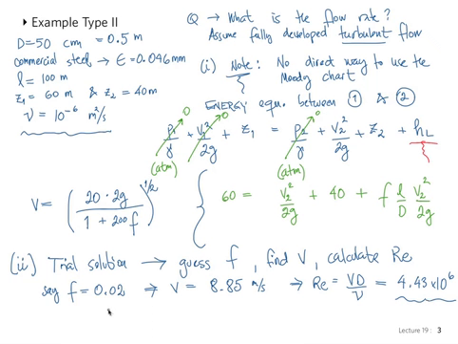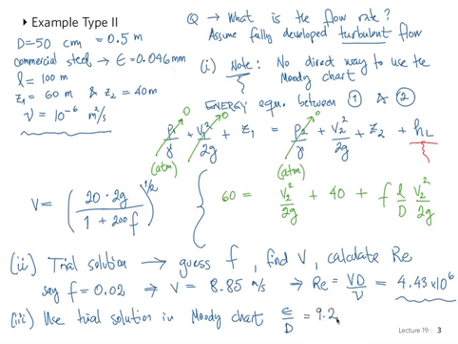We use this trial solution in the Moody diagram. We need to get the relative roughness, epsilon over D. Epsilon is 0.046 millimeters, so 0.046 times 10 to the minus 3 meters divided by 0.5. I've got the answer right here, 9.2 times 10 to the minus 5. So we've got everything to go on the Moody chart.